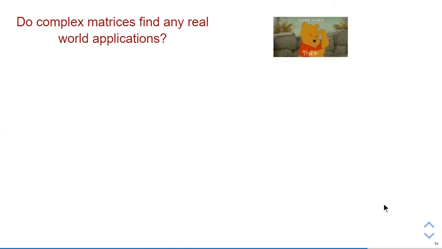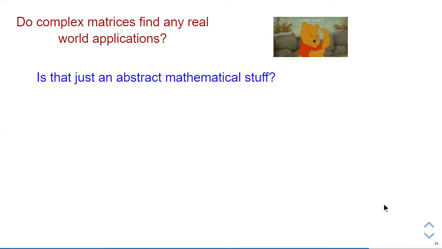So the immediate question that naturally comes to our mind is, do we really find application of complex matrices? Or is that just another mathematical stuff that comes out of axioms, or just kind of pure math, for those who don't care about real world applications? So this is an obvious question which we need to answer.